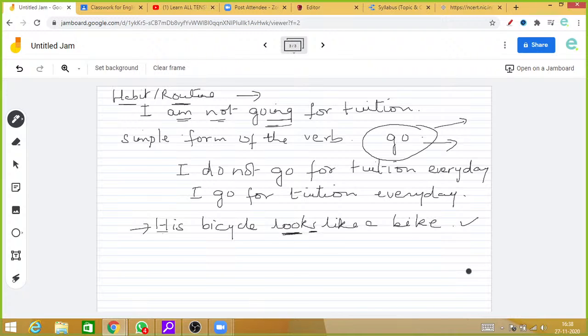Now, there is a mistake in this sentence, Ganesh. I said make a sentence which talks about a habit or routine. But what have you given? You have given a fact, that his bicycle looks like a bike. It is not a habit or routine. Okay? Ma'am, now I try to make sentences for a habit. Yeah, make one.